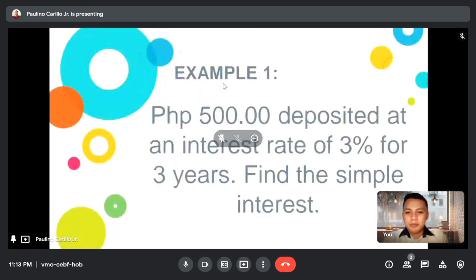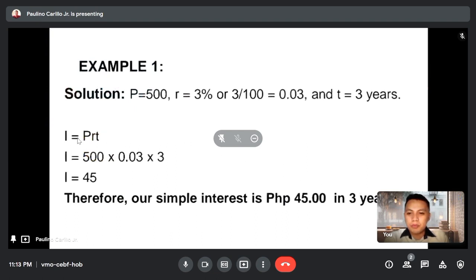Now, example number 1. We have here 500 pesos deposited at an interest rate of 3% for 3 years. We are going to find the simple interest. In solving a problem, the first thing we need to do is to determine what is asked. For this problem, we are going to find the simple interest. Again, what is the formula? I is equal to PRT.